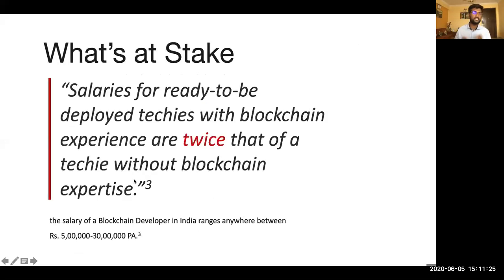All right, so what's at stake? Another fact, another figure, especially for people here who are looking to get into blockchain commercially, want to take a job there and develop yourself into a blockchain engineer or developer. Salaries for ready-to-be-deployed techies with blockchain experience are at least twice. That's not written here because this statement was given by, I think, the MD of Randstad India. He has said that salaries with blockchain experience are twice that of a techie without blockchain.